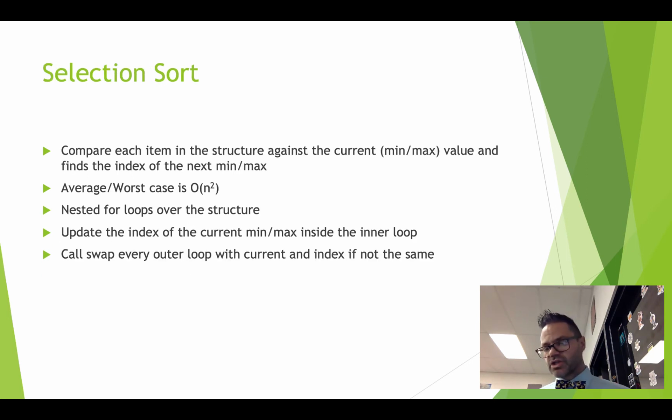Now the selection sort is a little bit of a better algorithm. The selection sort is going to find the index of the maximum or minimum, whichever one you happen to be looking for. Usually we're looking for the min though. You're going to find that index and retain it as the value you're going to keep track of.